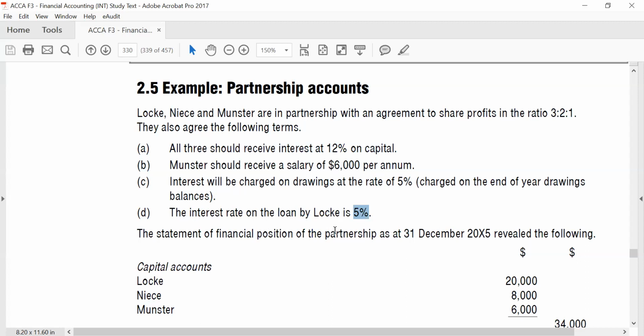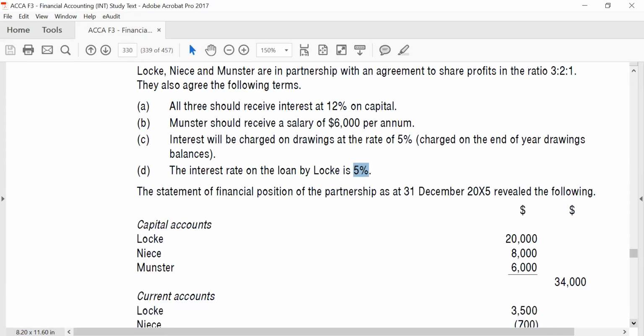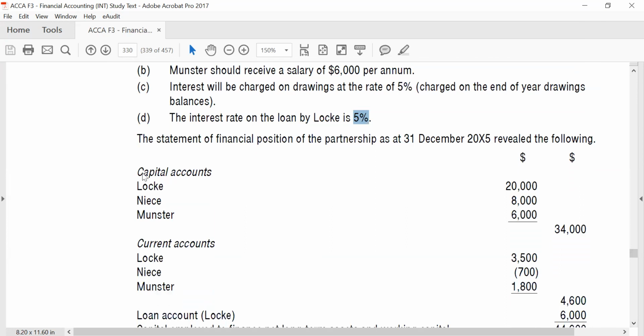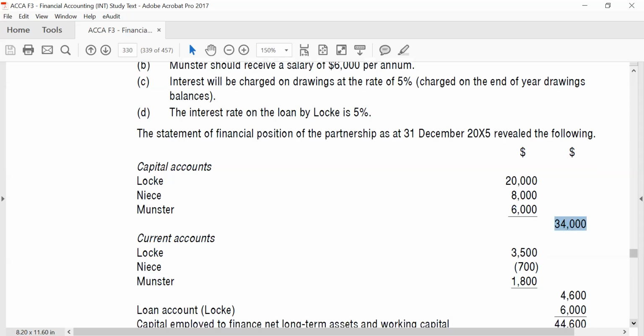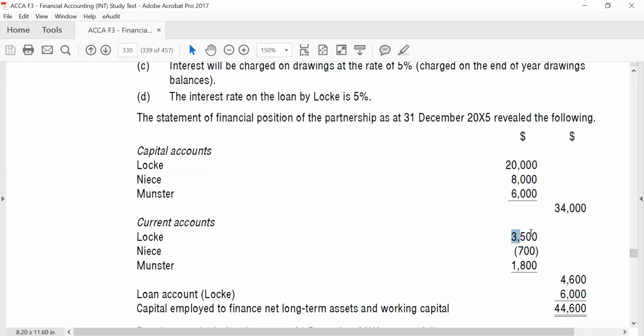The statement of financial position as at 31st December 2015 reveals the following. So we can see capital accounts. Loki has 20,000, Nisi has 8,000, Monster has 6,000, which totals to 34,000. And then we can also see on the current accounts that Loki has 3,500, Nancy has 700 in brackets, which is a negative, and Monster has 1,800. Now, I want to comment on this before I proceed.